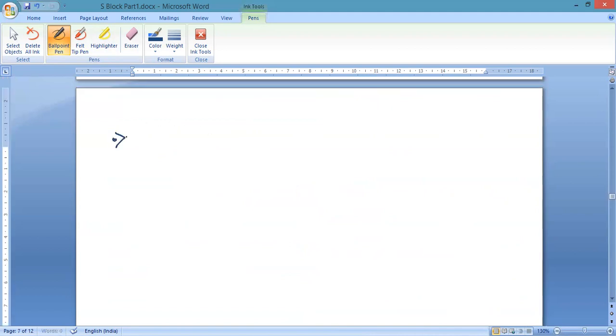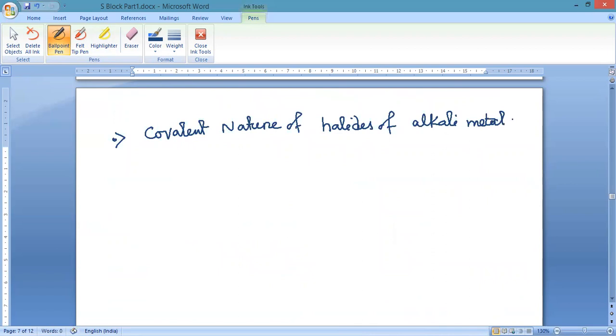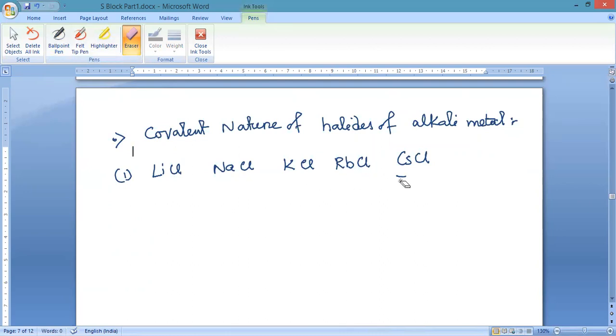Okay, so the next topic is the covalent nature of halides of alkali metals. What will be the covalent nature of alkali metal halides? Halide means there can be, say, LiCl, NaCl, KCl, RbCl, CsCl. Okay, so this is one case where the halogen atom is the same but the metal atom is different.